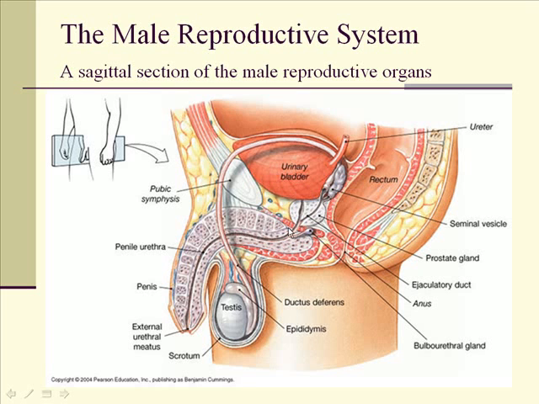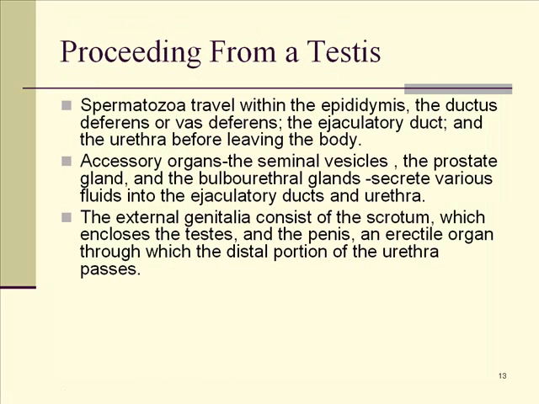And then there's a common passageway here for both the urinary system and the reproductive system, the urethra. There are different portions of the urethra. There is the penile portion of the urethra, and then the external urethral meatus, which is the opening to the external environment. But both urine and semen can pass through this ductal system to the external environment. Proceeding from the testes, spermatozoa travel through the epididymis, the ductus deferens or the vas deferens. Your book, I think, uses both names interchangeably. Then the ejaculatory duct, and then the urethra before leaving the body.